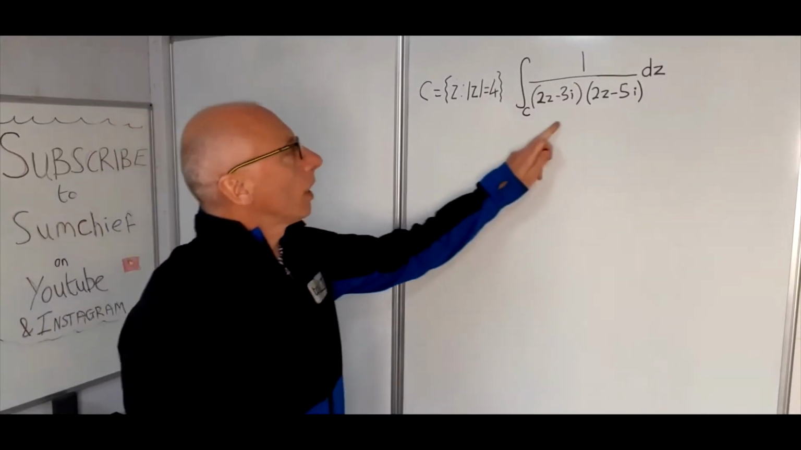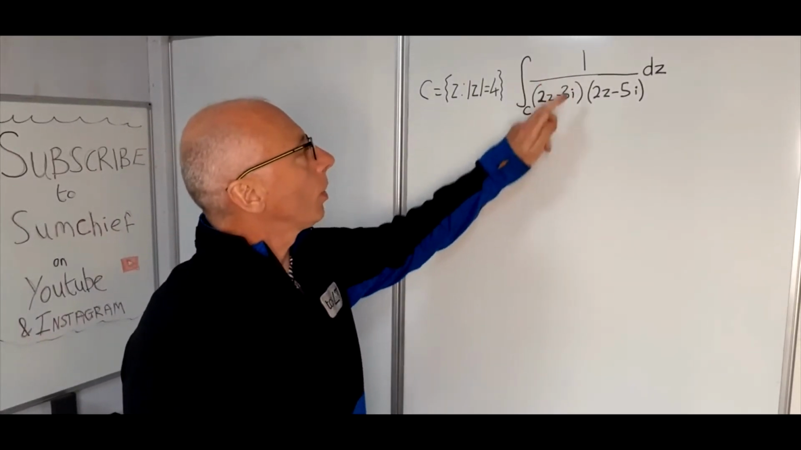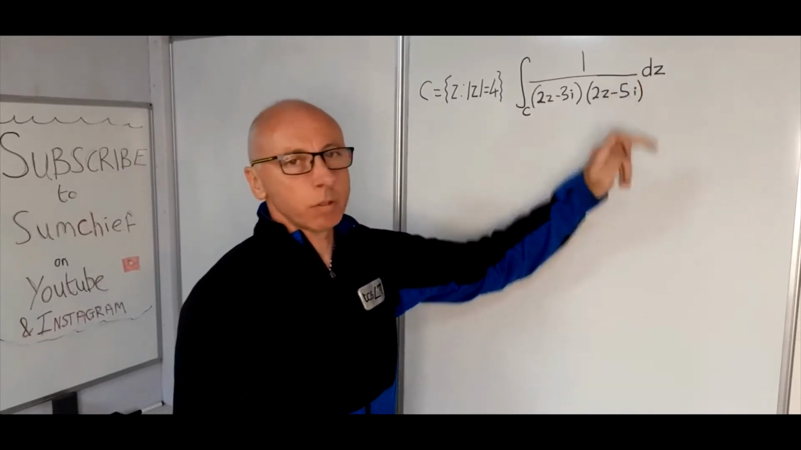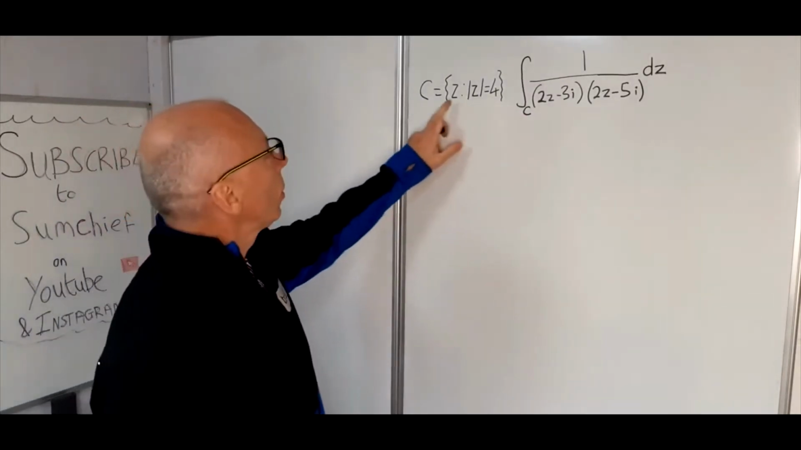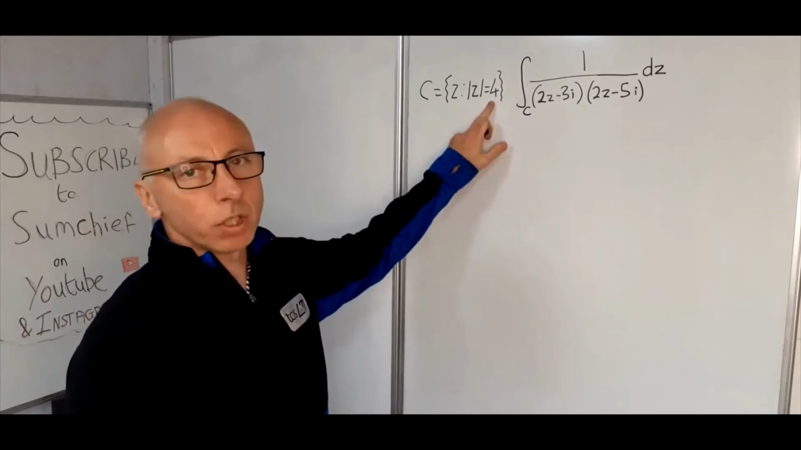Okay, so we've got a question here. We need to integrate this complex function 1 over (2z minus 3i) times (2z minus 5i) with respect to z. And we're going to do it over the closed contour |z| equals 4. So that's the modulus of z.